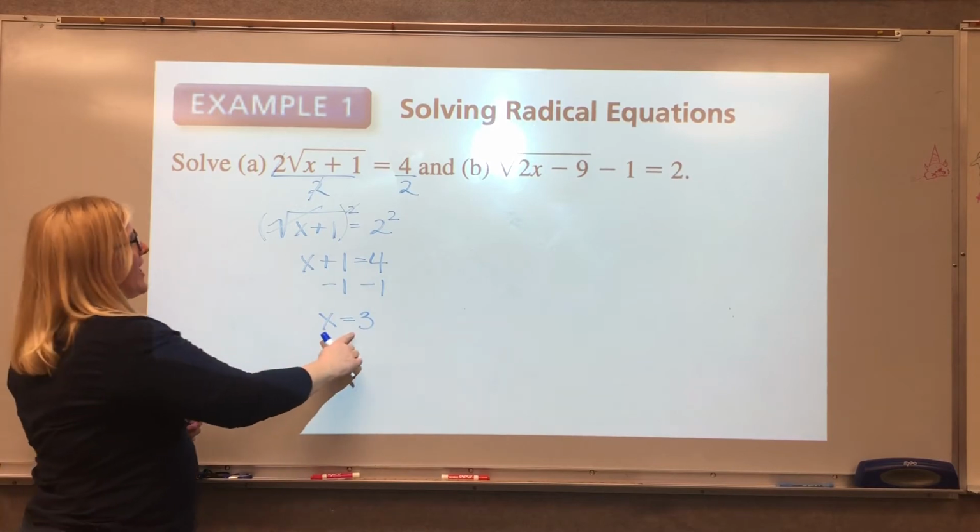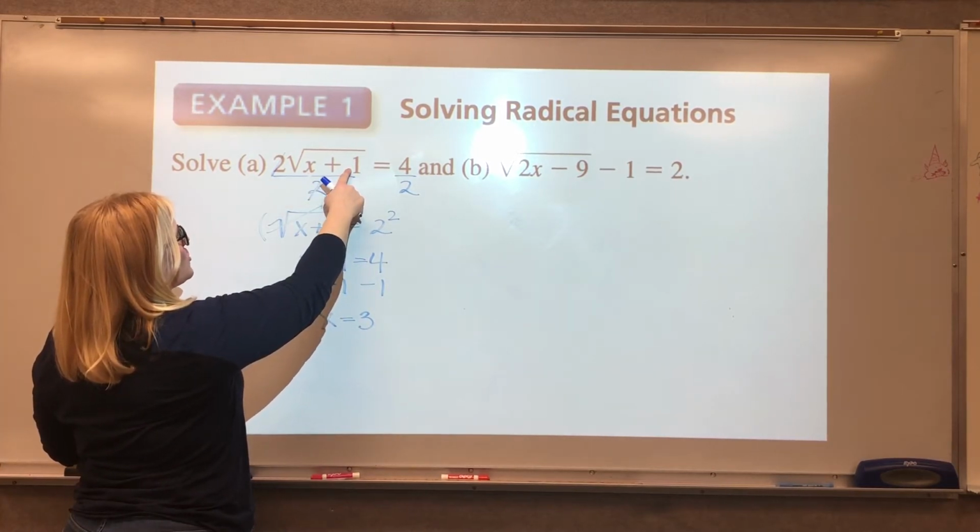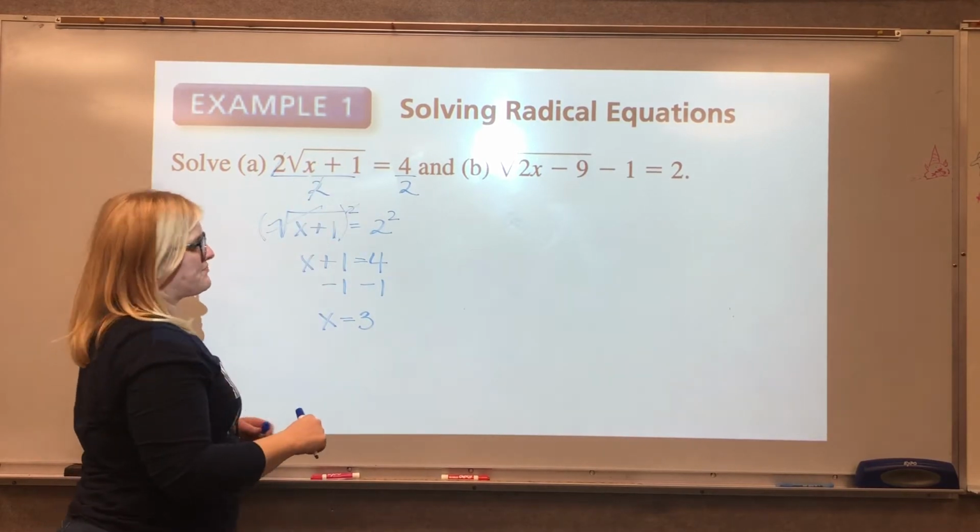If I put that in, I have 3 plus 1 is 4. The square root of that is 2. 2 times 2 is 4.